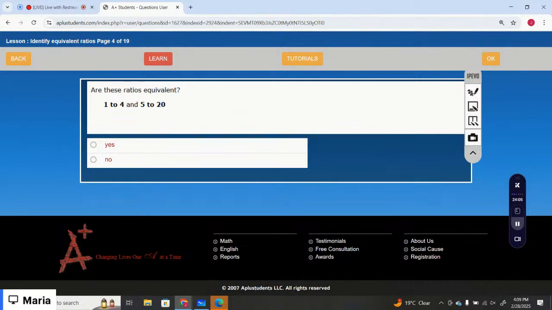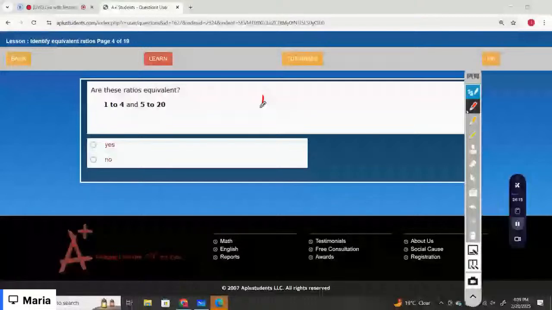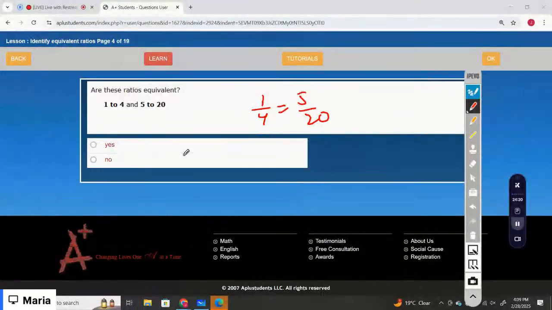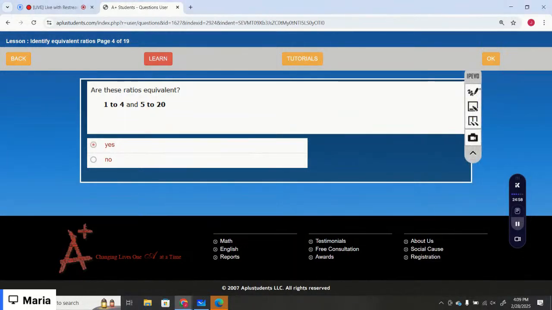Are these ratios equivalent? That is 1 to 4 and 5 to 20. 1 times 20 equals 5 times 4. 20 is equal to 20. So they are exactly equal. Yes, that means they are equivalent.